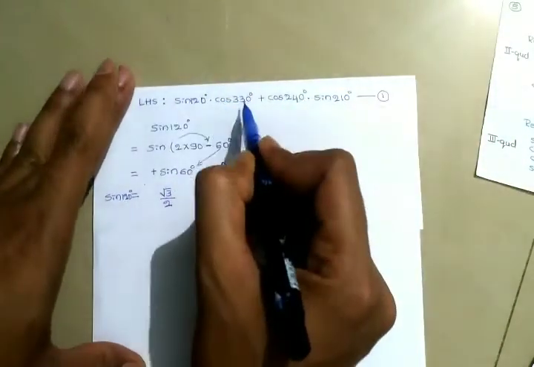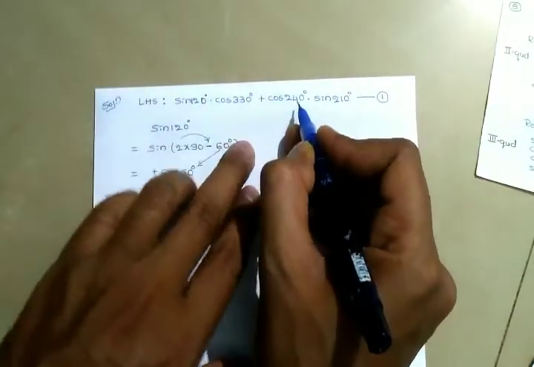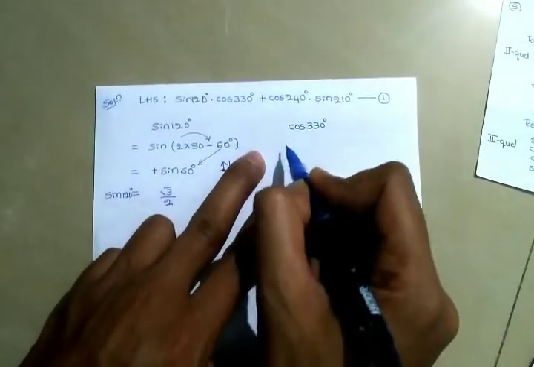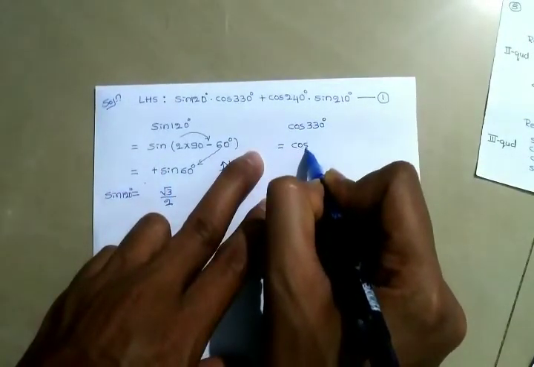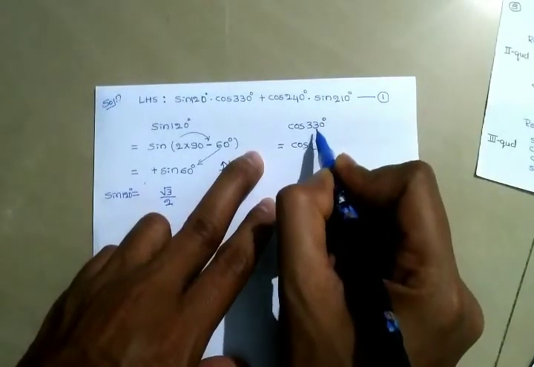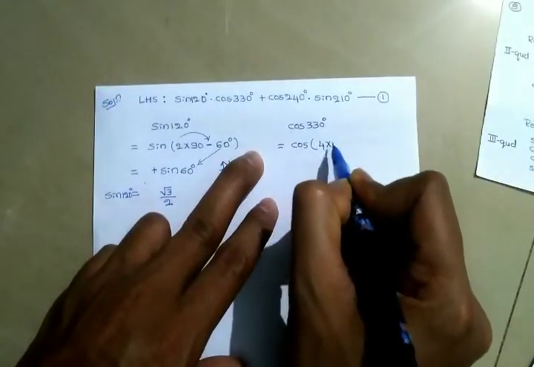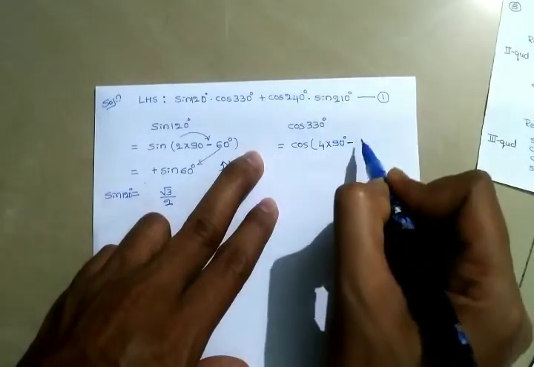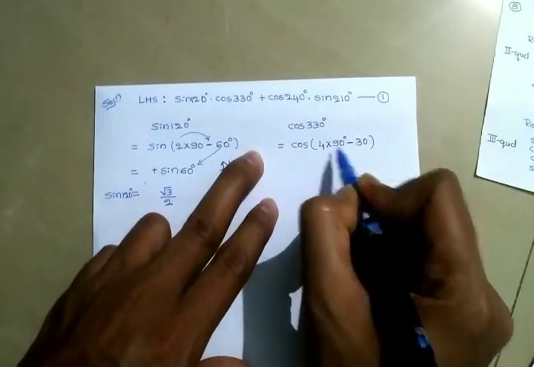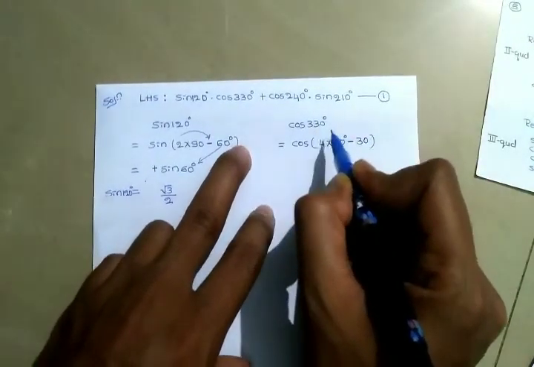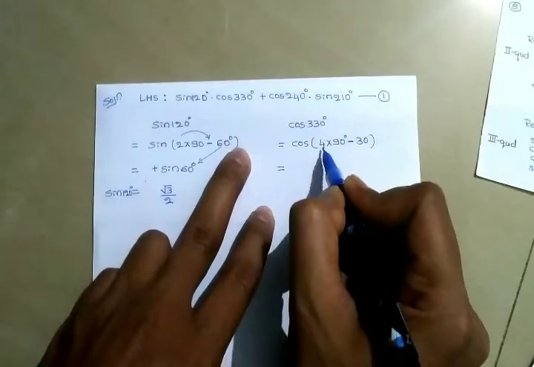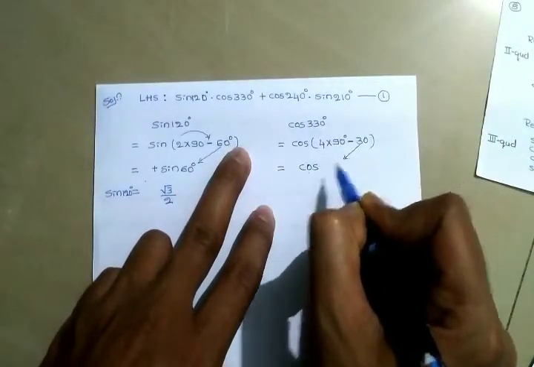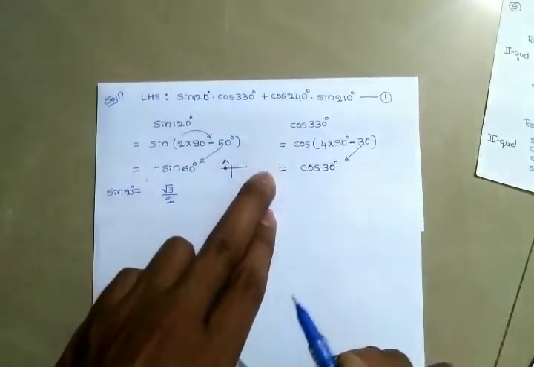Next, cos 330 degree. Here I will solve cos 330 degree. Again the same, cos you keep as it is. 330 can be written as 4 into 90, 360, minus how many degrees? 30 degree we want, correct? So 360 minus 30 is 330 degree. Again it is an even number, so cos will remain cos. Finally the degree is 30 degree. Keep that 30 degree as it is.